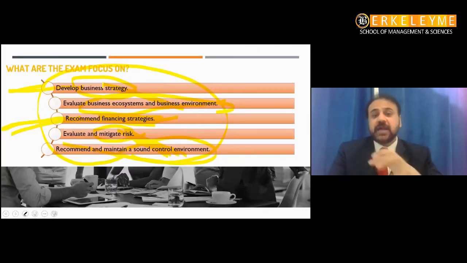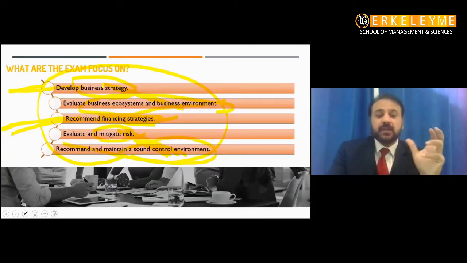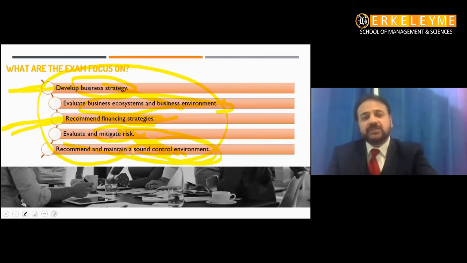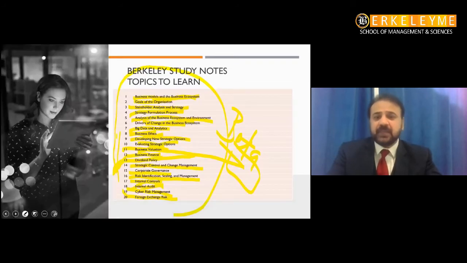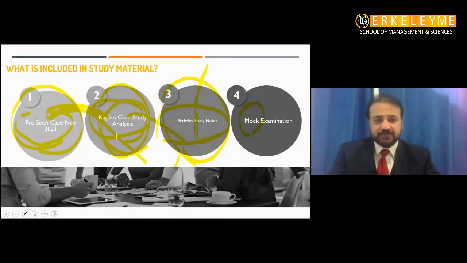The first area is strategy and ecosystem. Second, finance strategies: your cost of capital, weighted average, dividend policy, ratio analysis, operating efficiency, whatever. And then your last section will be about internal control, cyber issues, organizational structure issues, revamping the risk register, mapping risk. So this is what your exam is.